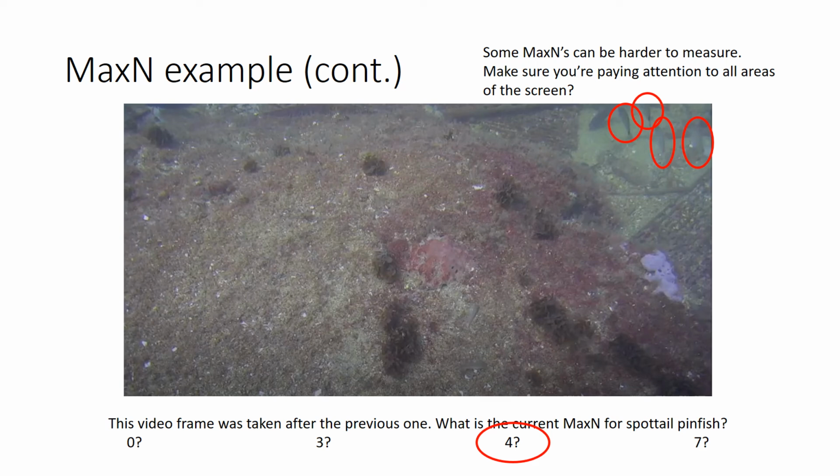Let me explain the reasoning for why I put each answer. If you put 0, that means you weren't looking hard enough and you forgot to keep your MaxN number from the previous video frame. If you put 3, that means you either missed one of the pinfish in the corner or you used the same answer from the last video frame. If you picked 7, you have added the MaxN of the previous frame and the MaxN of this frame together. You do not want to do this. This will give you inaccurate MaxN values.